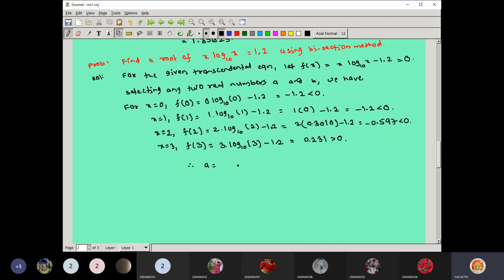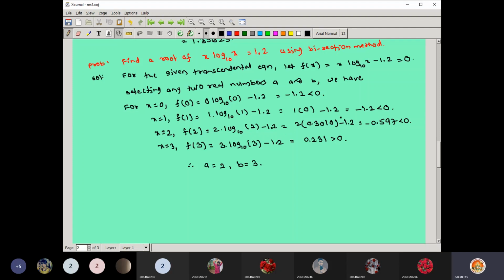And what is the A value now? You are taking opposite sign A and B values. So A value means wherever you are getting the last negative value, the x value you write here, A equal to 2, because the last negative value is at 2 only. And B value, wherever you are getting the positive value, don't write the positive value, write its corresponding x value, 3. So A equal to 2 and B equal to 3. Always remember that A is selected for the negative value, B for the positive value.